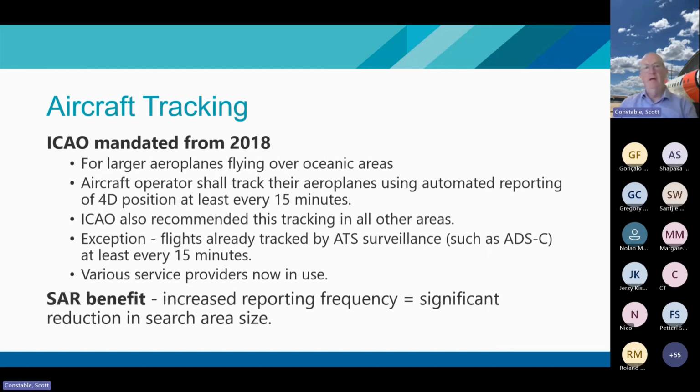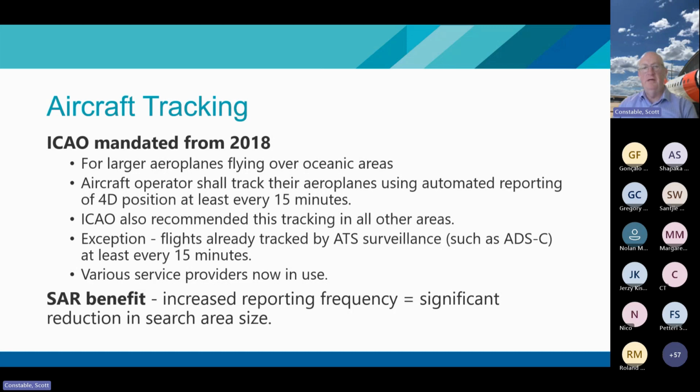So for the aircraft tracking mandate, as a first step, ICAO mandated that for larger aeroplanes, about Boeing 737 size and above, flying over oceanic areas, the aircraft operator shall track the position of their aeroplane using automated reporting at least every 15 minutes. So the frequency was upped, and there was one exception where flights were already being tracked by ATS surveillance at least every 15 minutes. The operator then did not have to do that.